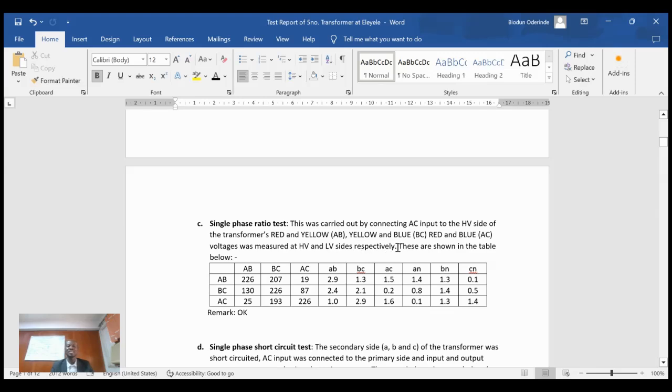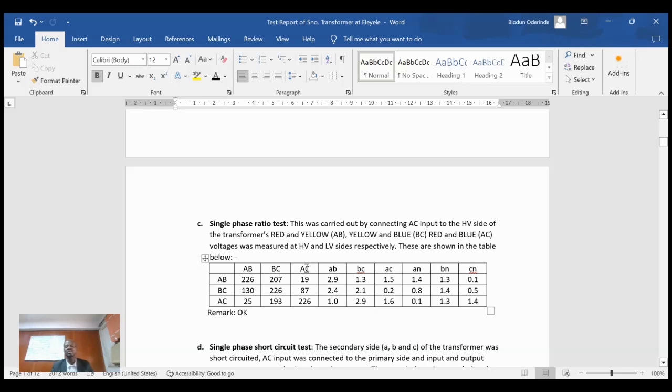What this is saying is that we make use of a generator. The generator is a single phase generator, a phase and a neutral. The phase and neutral will be connected to the primary side of the transformer. We first connect it to AB, as you can see here, that is red and yellow. If you connect it here, we now measure the voltage on A and B at the primary side. We will measure the voltage on B and C, that is yellow and blue, on the primary side. We measure the voltage on A and C, that is red and blue, on the primary side.